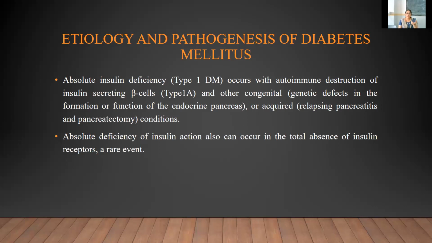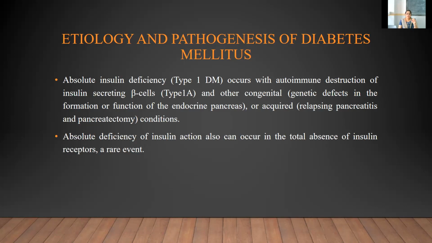Other than that, congenital means by birth: genetic defects in the formation of the endocrine pancreas. So by birth, there is a defect in the pancreas development and formation itself, so the pancreas is not able to secrete the insulin. Or acquired, which means later on in life you have acquired it, such as relapsing pancreatitis and pancreatectomy. There is an infection or inflammation in the pancreas where you will have to remove the pancreas, and such conditions also could cause your body not to have enough insulin.